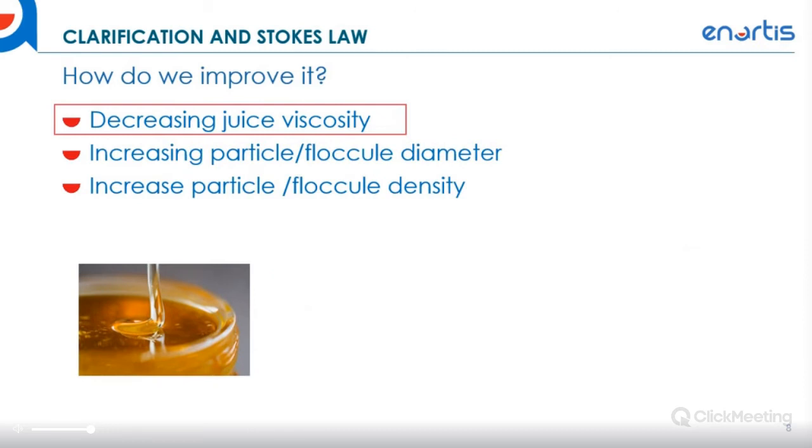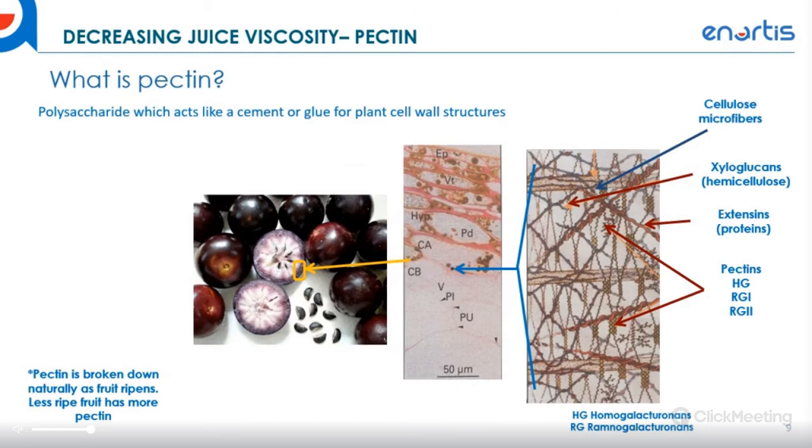So first we'll talk about decreasing juice viscosity. One main component in juice that has a dramatic effect on viscosity is pectin. Pectin is present in many different plants, fruits, vegetables. Basically it's like cement or glue for plant cell wall structures. It's a polysaccharide, and it helps form a cellular network between cellulose microfibers, hemicellulose, and proteins, and that makes up the cell wall structure.